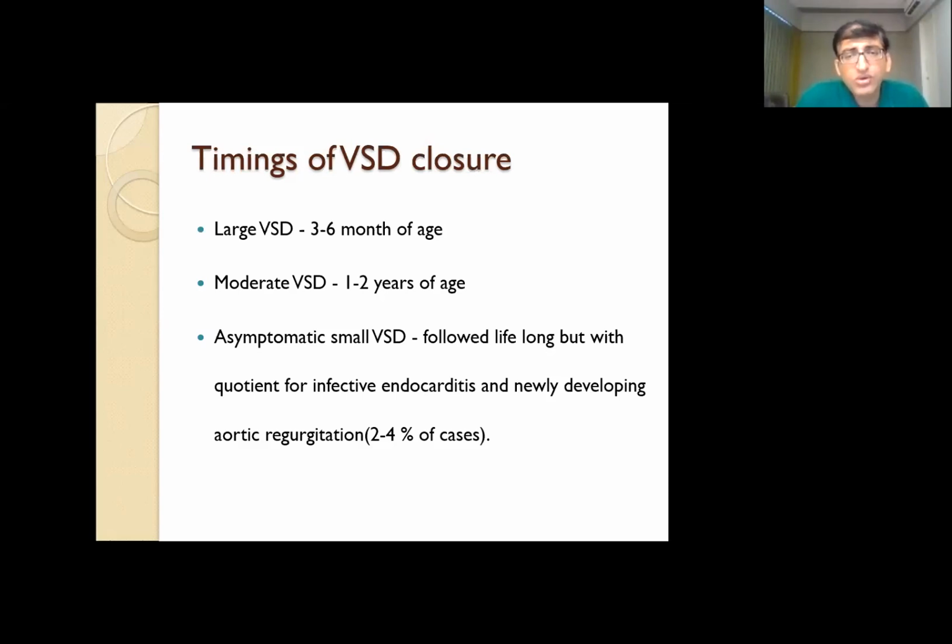Moderate VSD needs closure at 1 to 2 years of age, depending upon the symptoms. If you are waiting but the child is not gaining weight, then you need to close the moderate VSD. But if the moderate VSD is asymptomatic, 85% close spontaneously. Asymptomatic small VSD, where there is no cardiomegaly, can be followed lifelong, but with caution for infective endocarditis and newly developing aortic regurgitation murmur, because sometimes small VSDs can engulf the aortic valve, which is very near to the VSD.